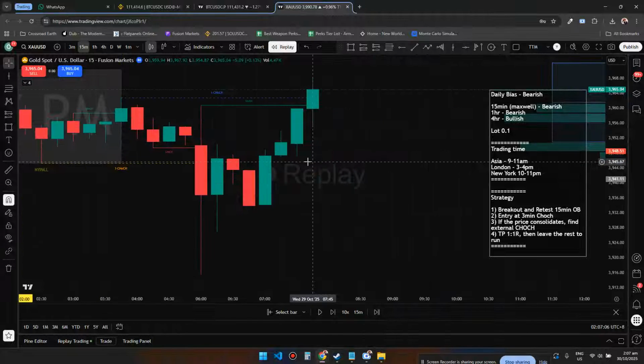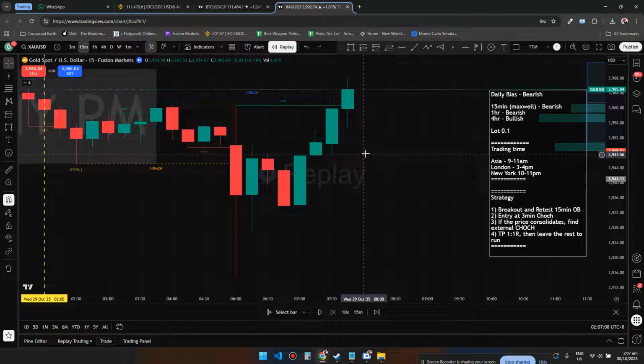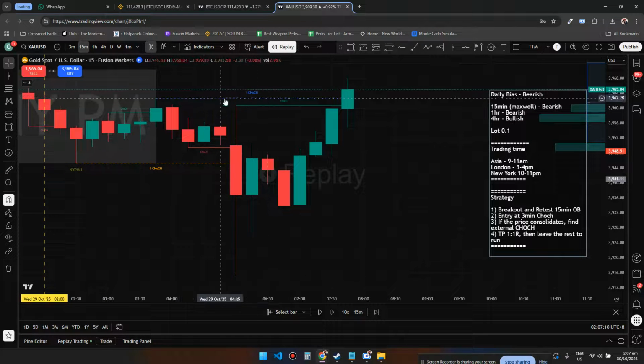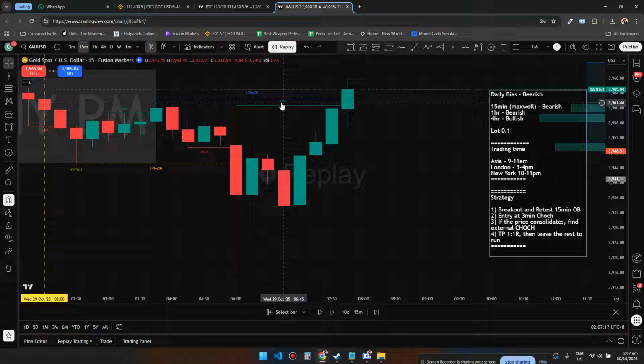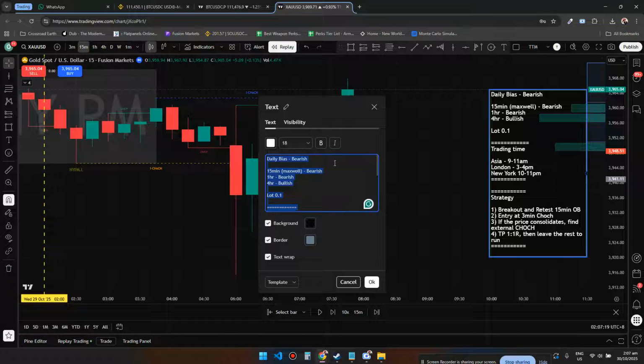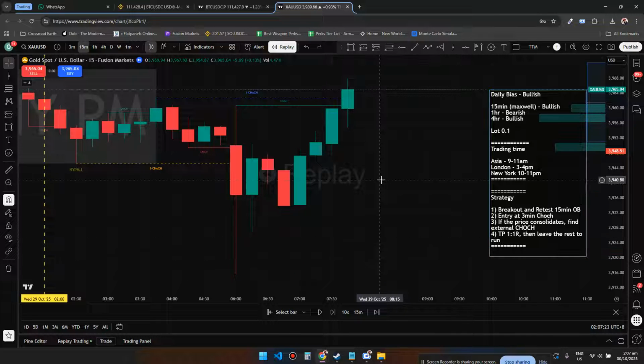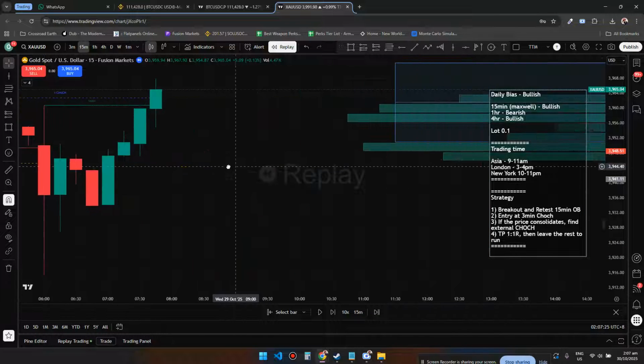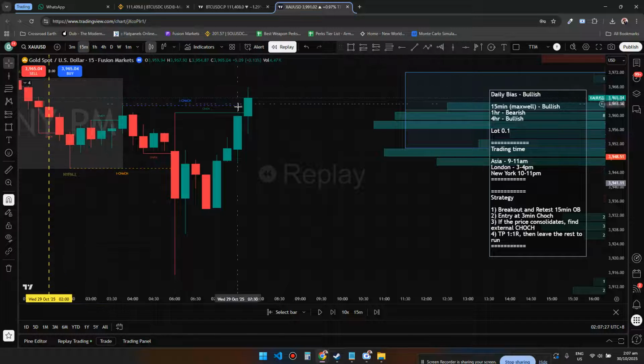So 15 minute, before 8 a.m. it was bullish. You can see this blue change of character and this green change of character. So it is bullish. So the daily bias we are looking at is bullish, so we are looking for buys.